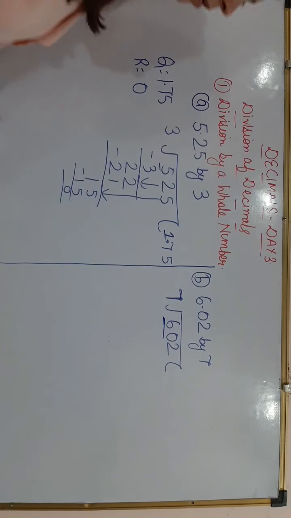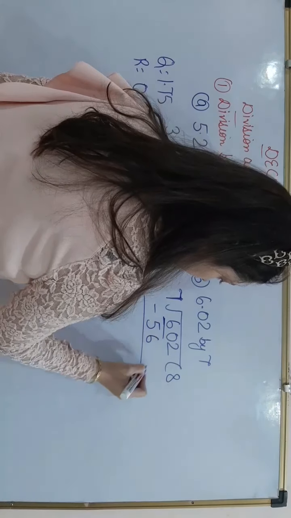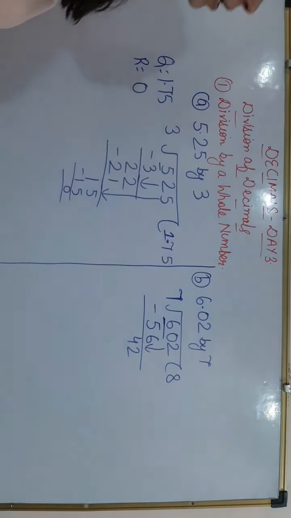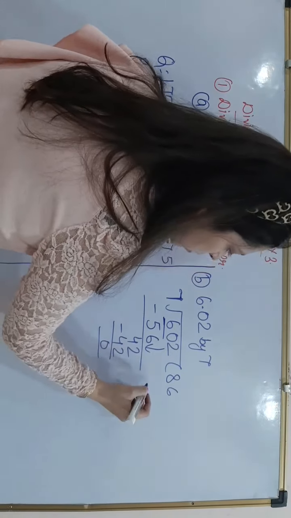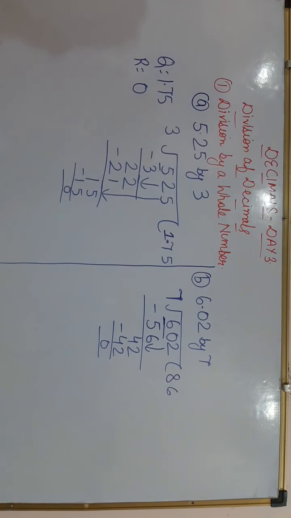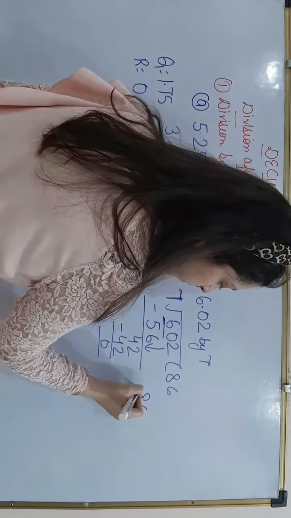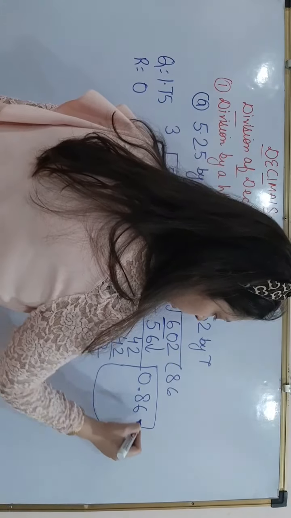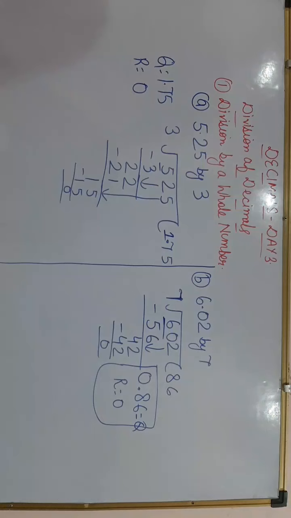Okay, so yes, 7 times 8 is 56. Now subtract it. So 60 minus 56 is 4. Now we will drop down 2. So 7 times 6 is 42. Now in this question, we will count decimal places we have in the question. So there are 2 decimal places. So we will put decimal point before 2 digits. Now there is no whole part, so write 0. Okay, so the quotient is this and remainder is 0.